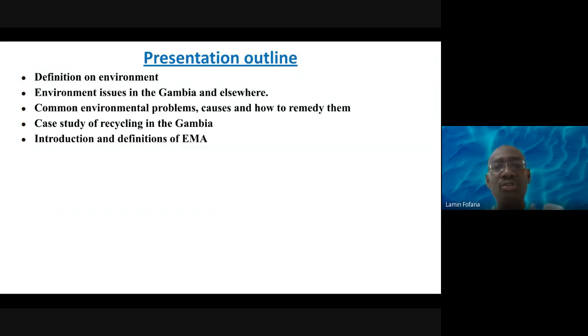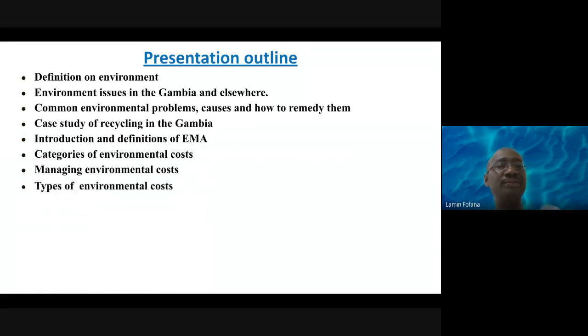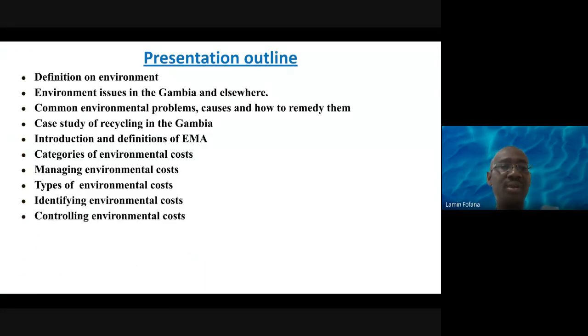So we'll look at introduction to EMA. Hopefully next class we'll look at those because we may not be able to finish all this. Categories of environmental costs, managing environmental costs, types of environmental costs. How do we identify environmental costs? If we identify them, how do we control them to ensure that they don't go out of hand? And accounting for environmental costs. As accountants, we need to account for environmental costs. So that's why environment is becoming very, very significant in this day and age.